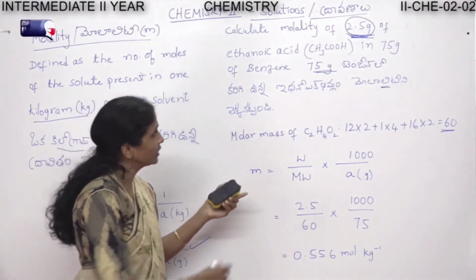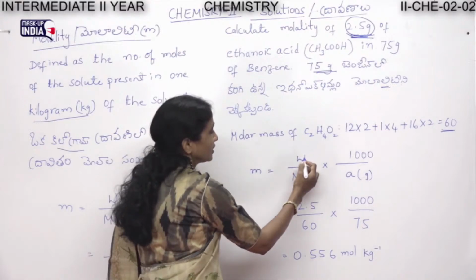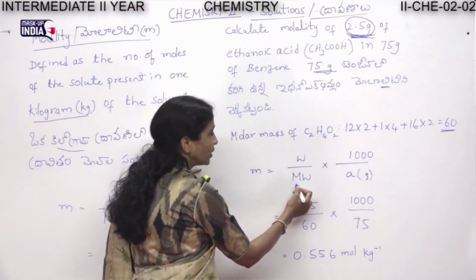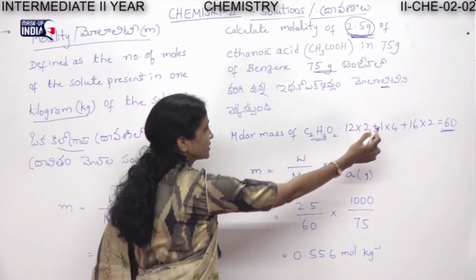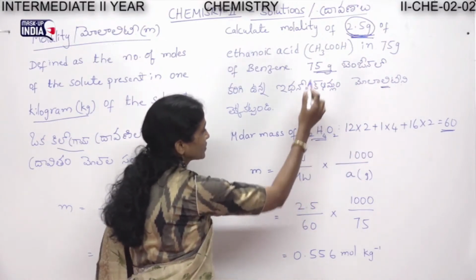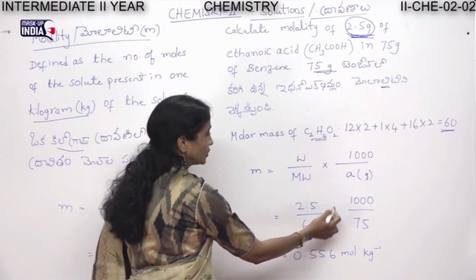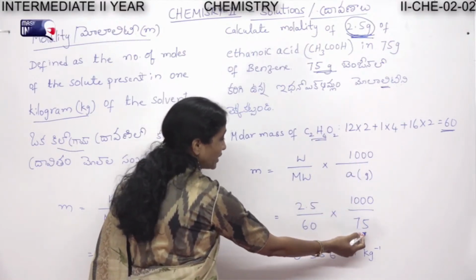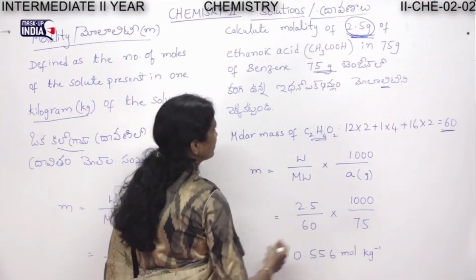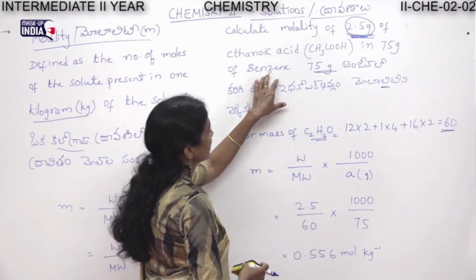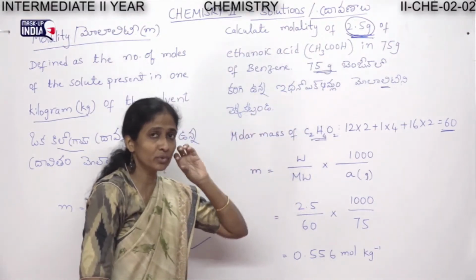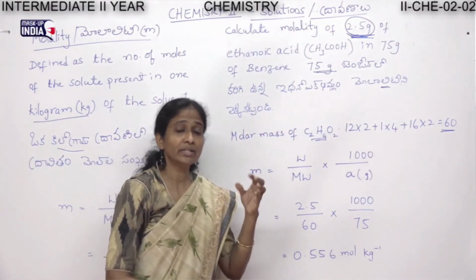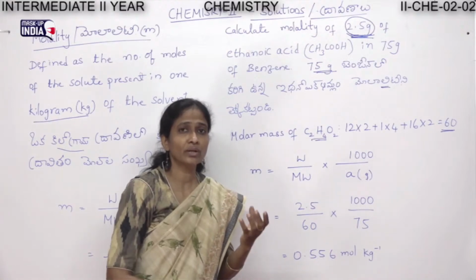It is already there. So 2.5 grams of weight by molecular weight. Molecular weight of ethanoic acid, what is that? 60. So 2.5 by 60 into 1000 by 75. What is this 75? So benzene. So that means 2.5 grams of solute is dissolved in 75 grams of solvent.